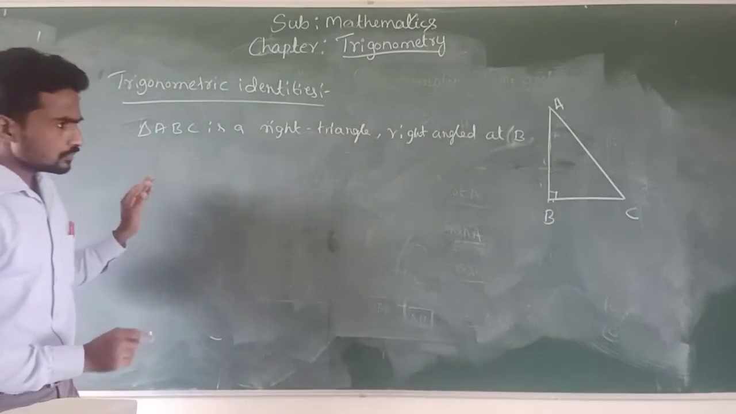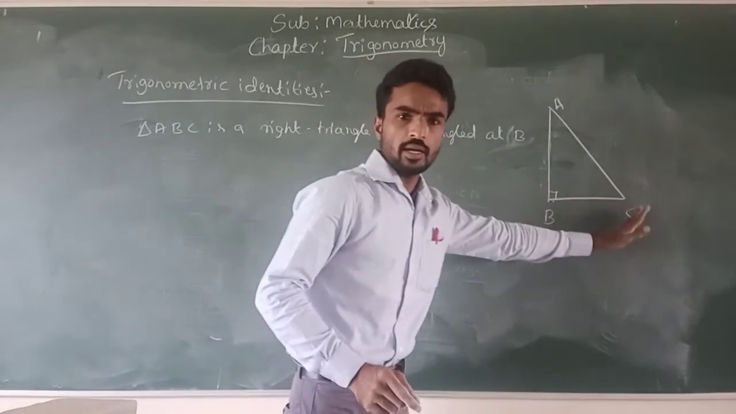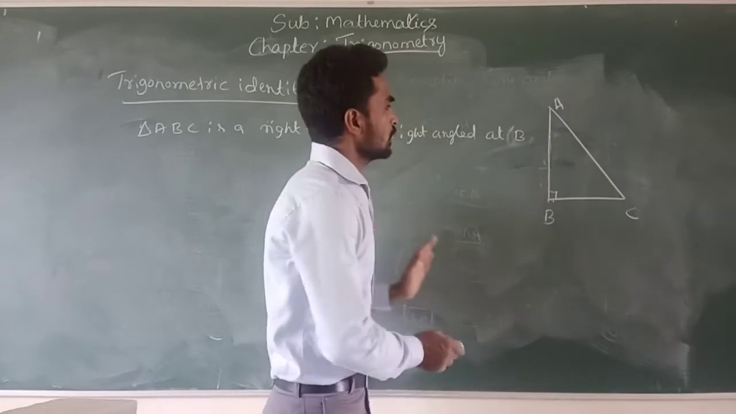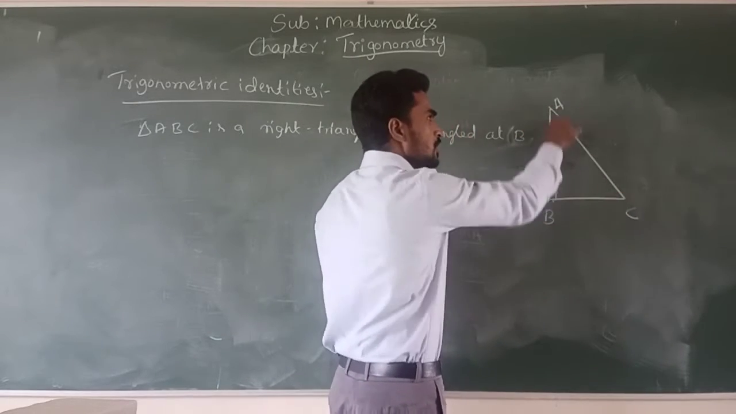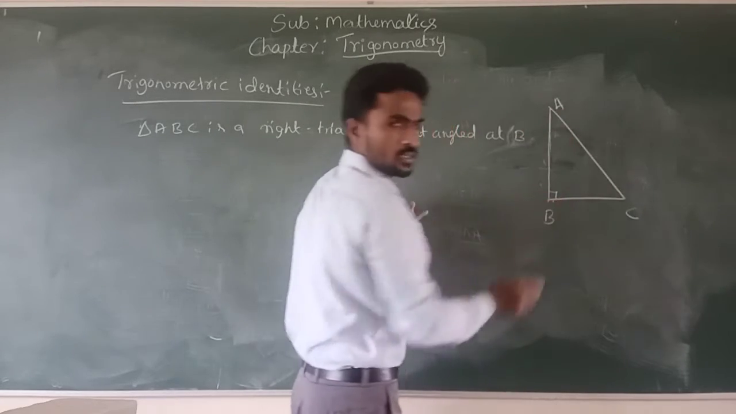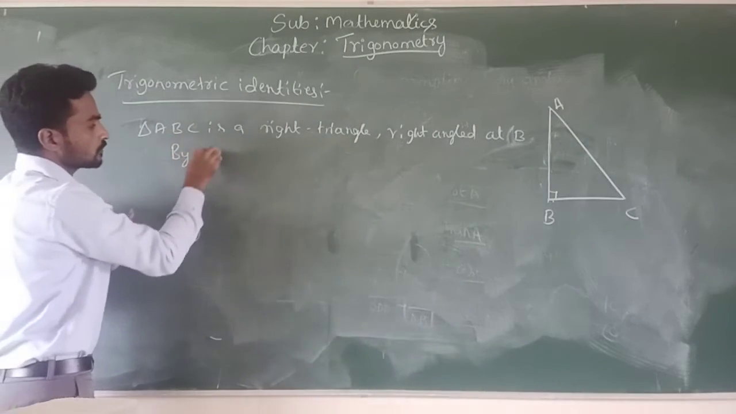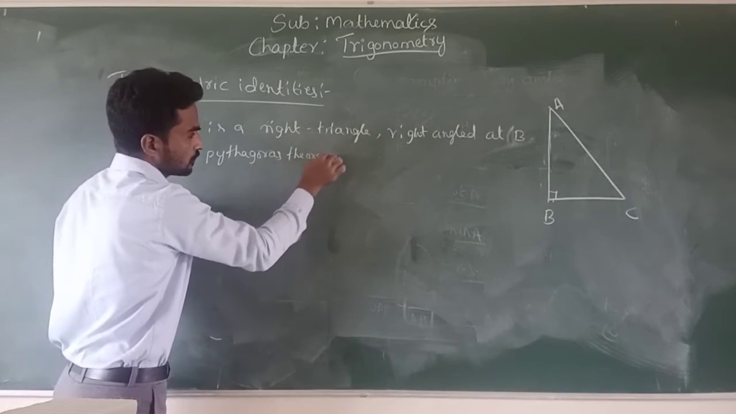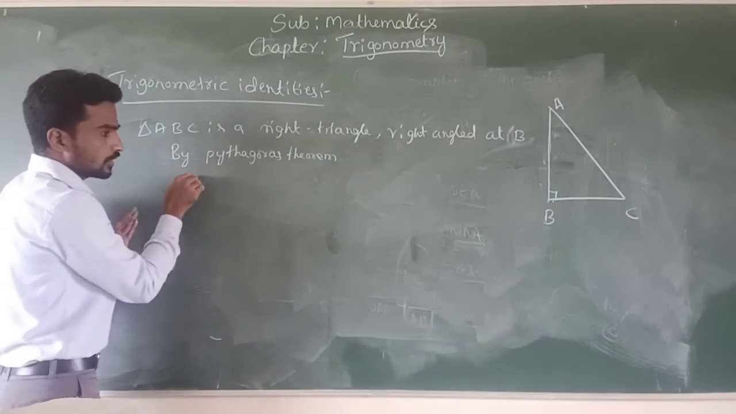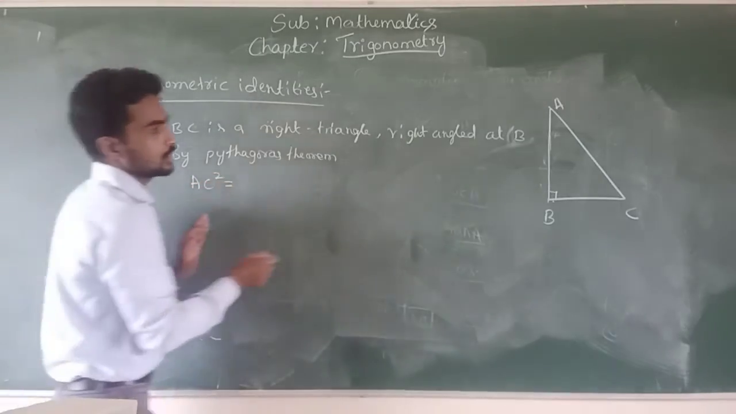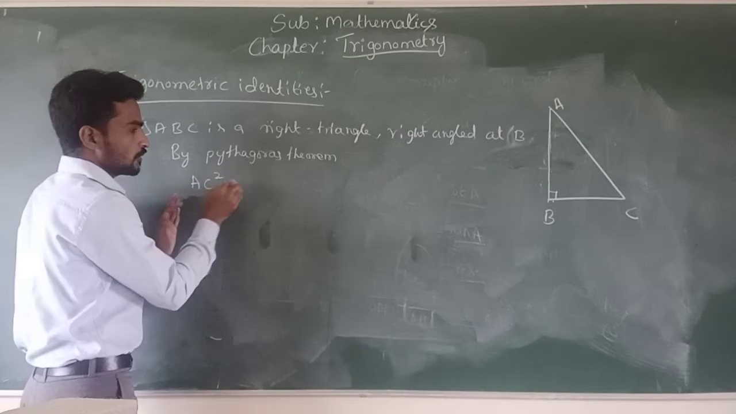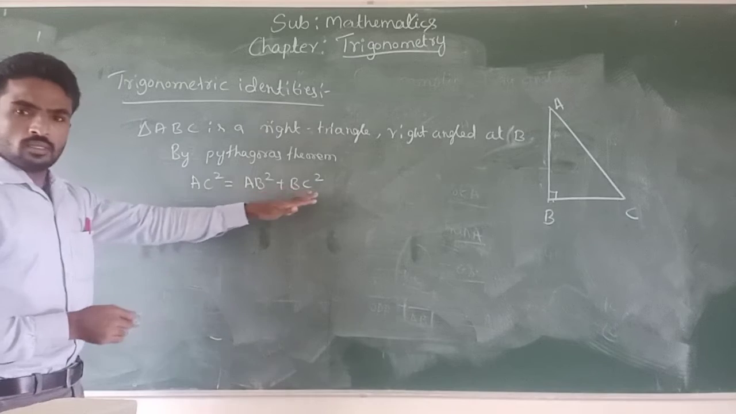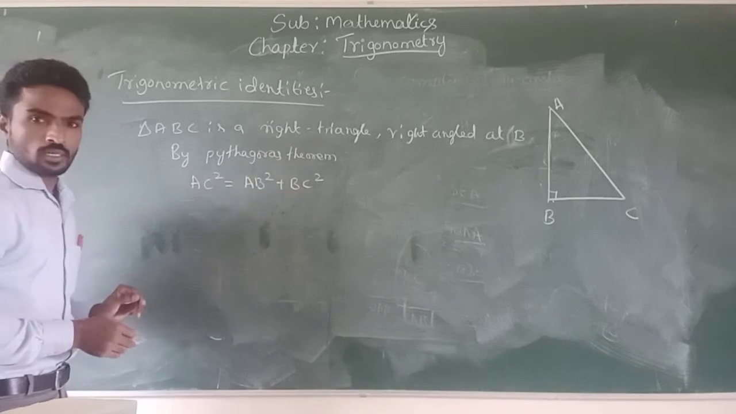Now ABC is a right angle triangle. Then we are applying the Pythagoras theorem for this triangle. Hypotenuse square is equal to the sum of squares of the other two sides by Pythagoras theorem. By Pythagoras theorem, AC square is equal to, here hypotenuse is AC, AC square is equal to AB square plus BC square. This is the equation for the Pythagoras theorem.